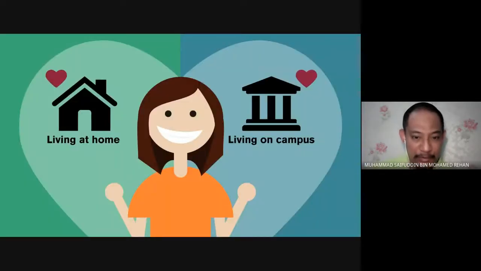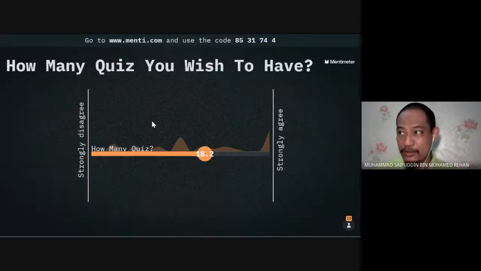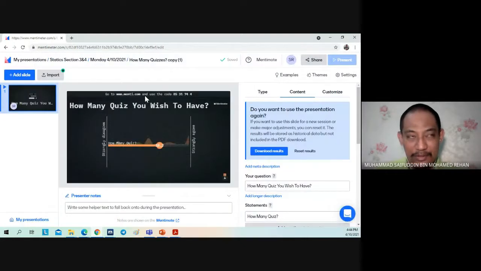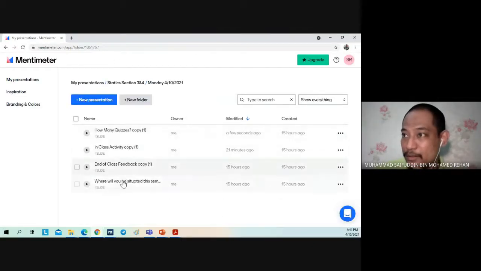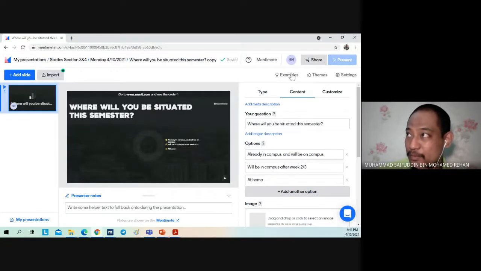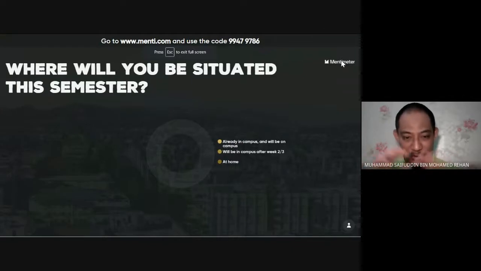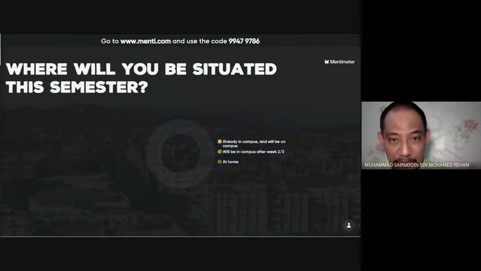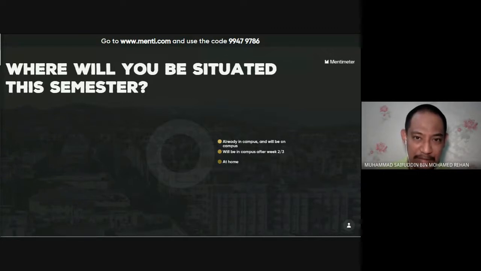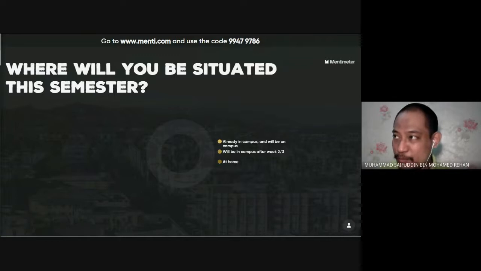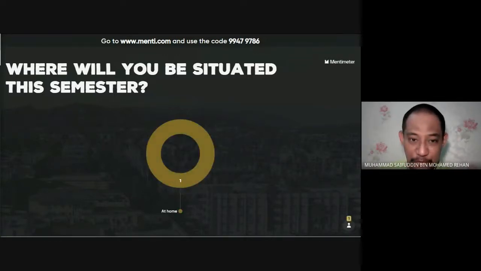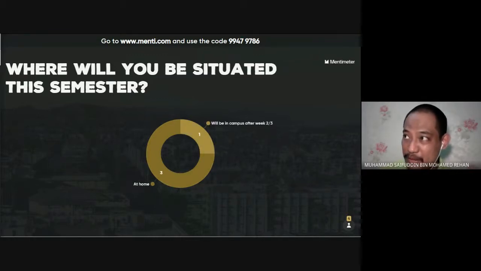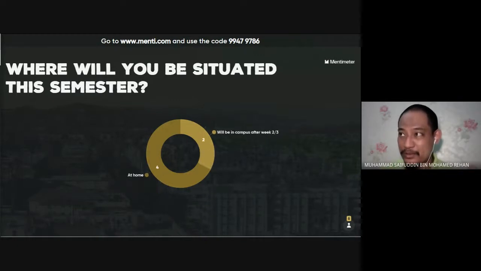Okay. So now this is another survey. I just want to get an idea of where you would be situated during this semester, so that I have an idea of the pool of students, what is happening. So again, just like before, menti.com, the code above there, 99479786. Of course, if you will be at home throughout the semester, answer at home. If you will be in campus after 2 or 3 weeks, meaning in 2-3 weeks time, answer that one. Or if you are already in campus and will continue to be in campus, then answer that one.